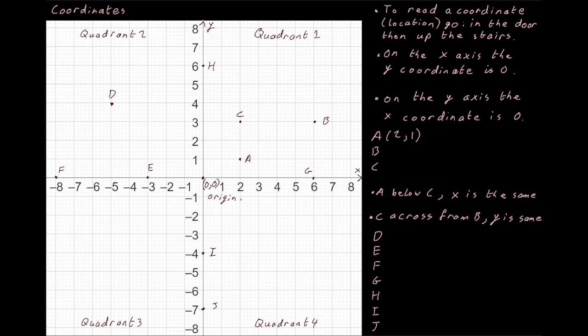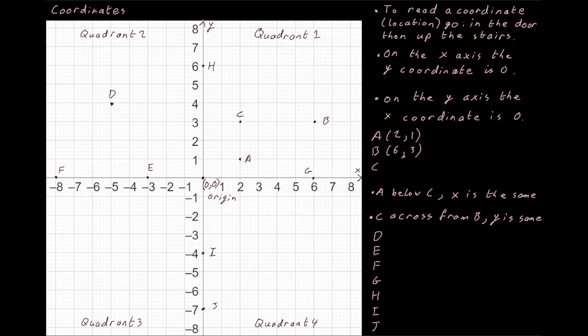In most houses, or in lots of houses, we would walk in the door before we would go up the stairs. And that's what we're doing here. So start at the origin, in the door, up the stairs. What about the point B? Well, I could go in the door 6, up the stairs 3.